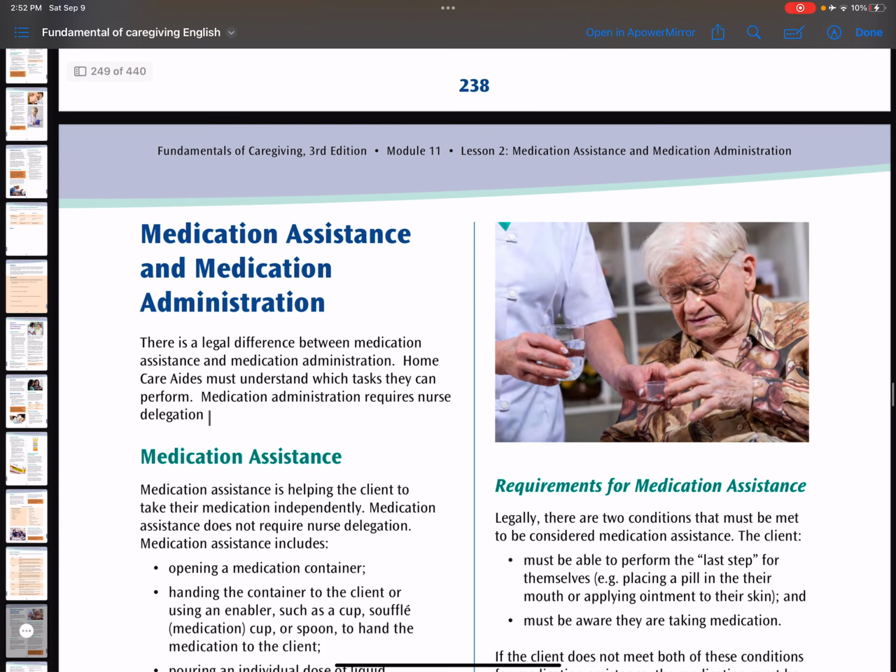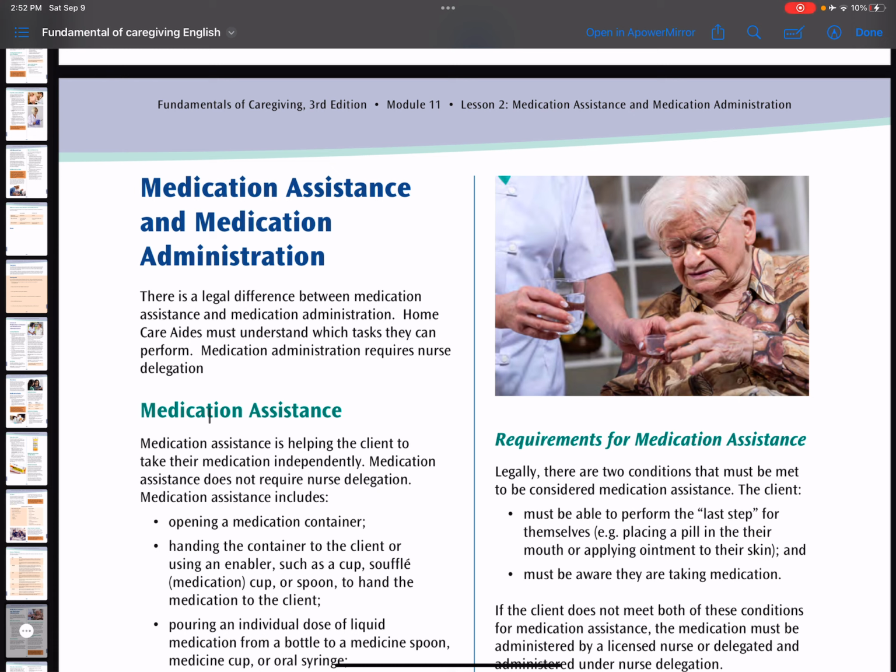Okay, now the next section that we are looking at right now is medication assistant and medication administration. What are the differences between them? What's a medication assistant? What's medication administration? You already have knowledge about medication. What are the medications? How do I look at medication? How do I take the medication? You have the basic idea. Now we learn about medication assistant and medication administration.